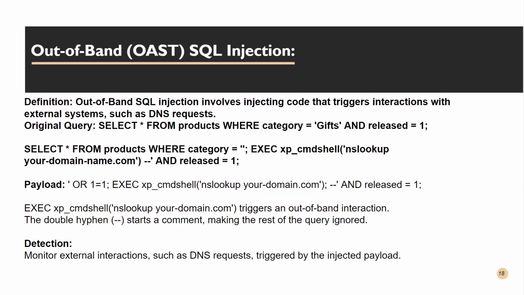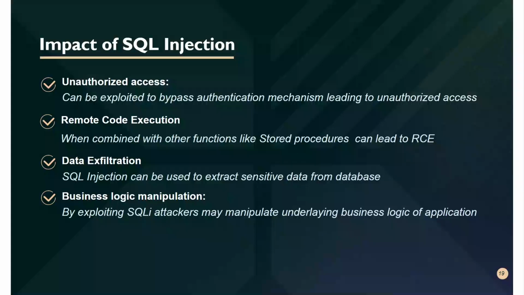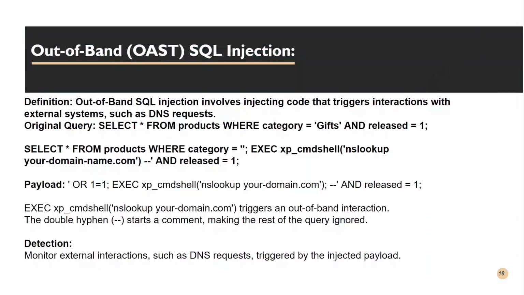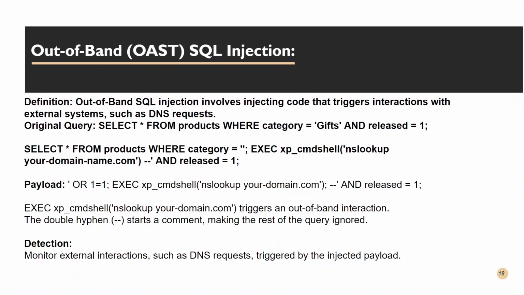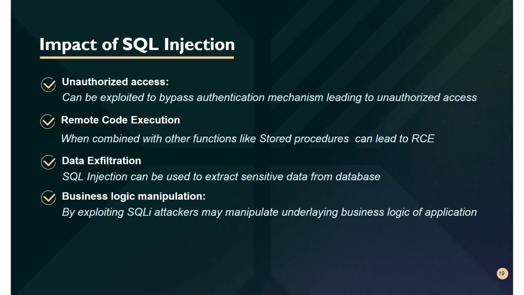In order to detect this type of SQL injection, monitor external interactions such as the DNS request triggered by the injected payload. So those are like the basic types of SQL injection, and we're going to be talking more in subsequent videos where we get to demonstrate how to exploit these different types of SQL injection.